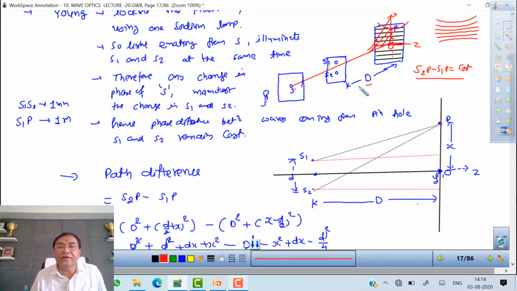It depends on capital D and the width of this slit. If the width of the slit is very small compared to capital D, then in the central part you will almost get a straight line. The condition is that the width of the slit is very small compared to capital D.